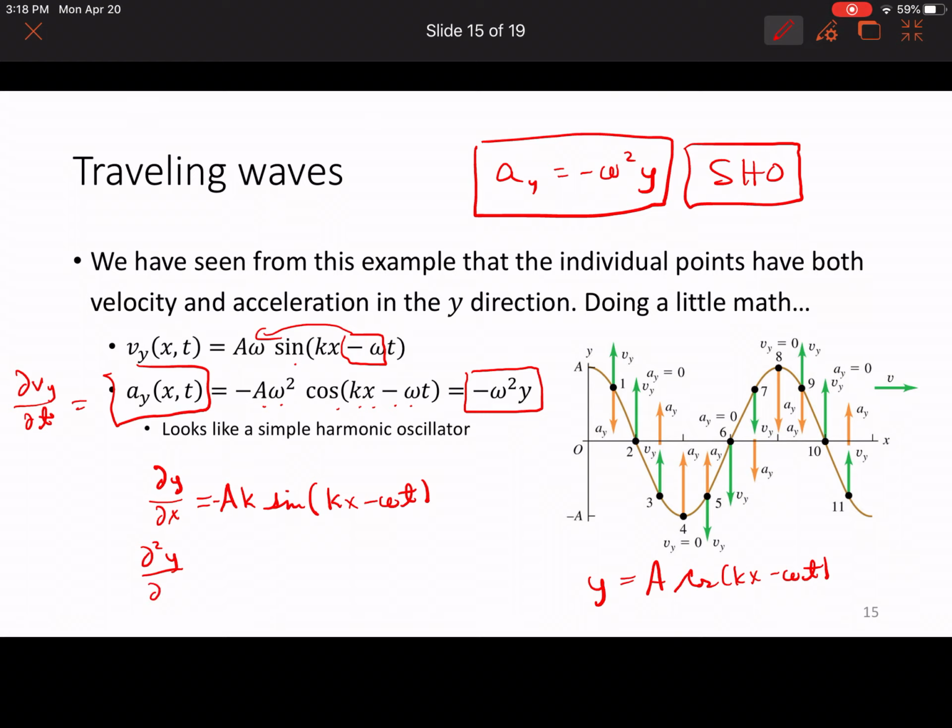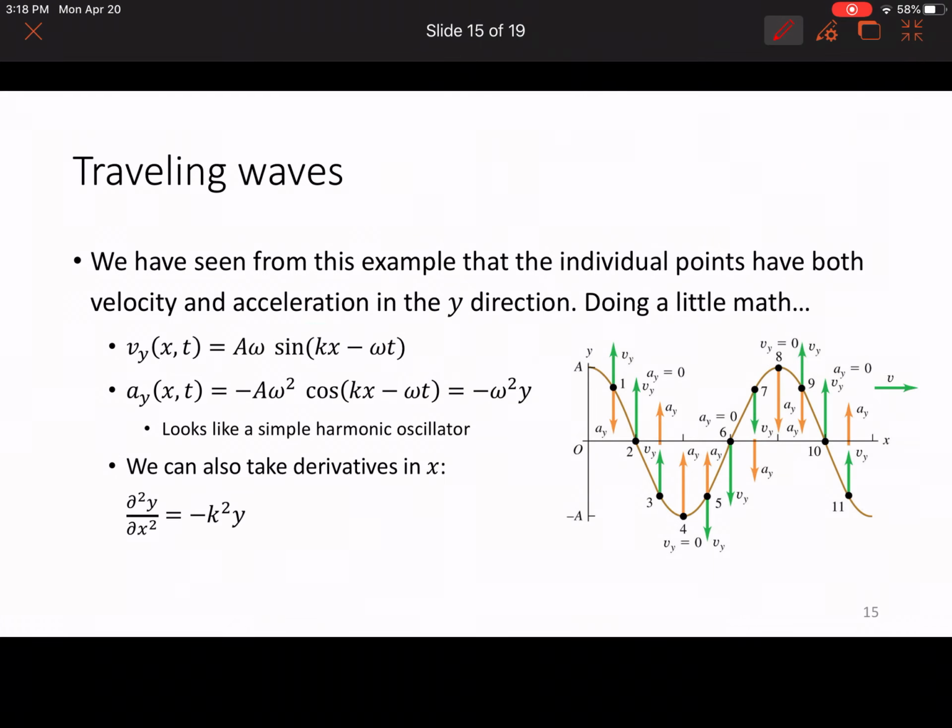This derivative doesn't have a particularly interesting name, but it's going to be useful. And I get negative A times k squared times sine of kx minus omega t. So notice, this again looks a lot like a simple harmonic oscillator. The second derivative is equal to now negative k squared instead of omega squared times y. So the thing about traveling waves is that they act like simple harmonic oscillators in both time and space. So it's kind of periodic in both time and space.